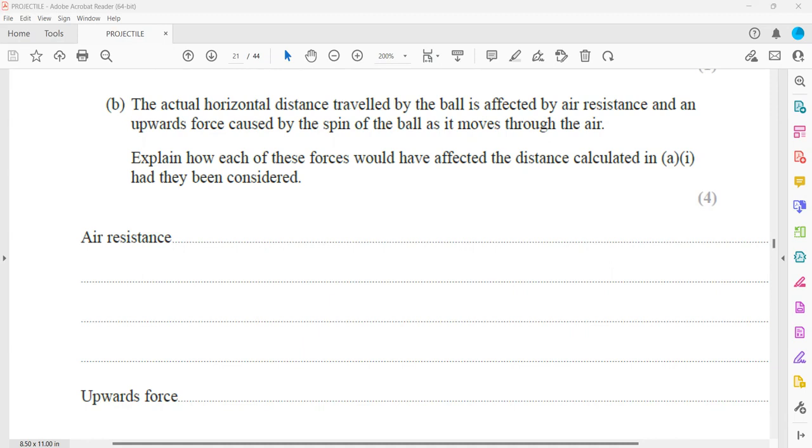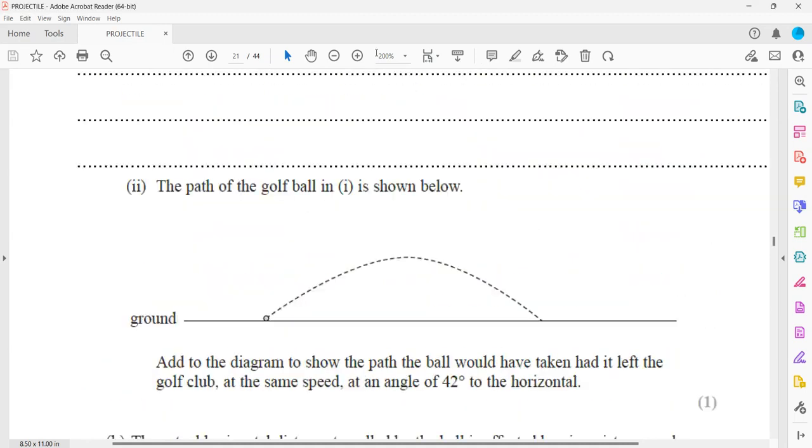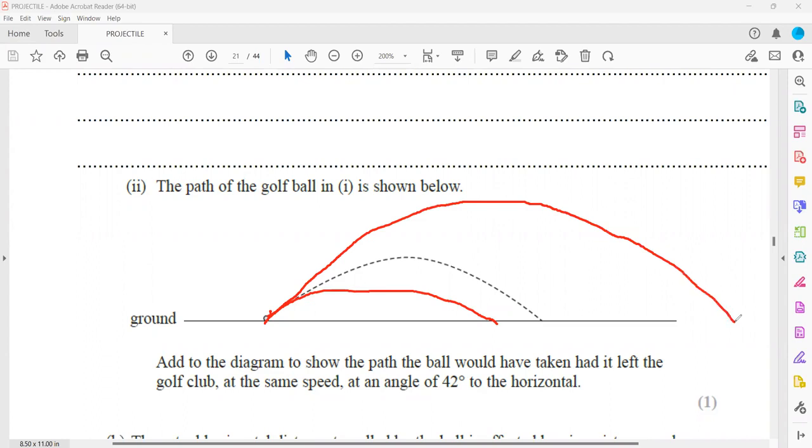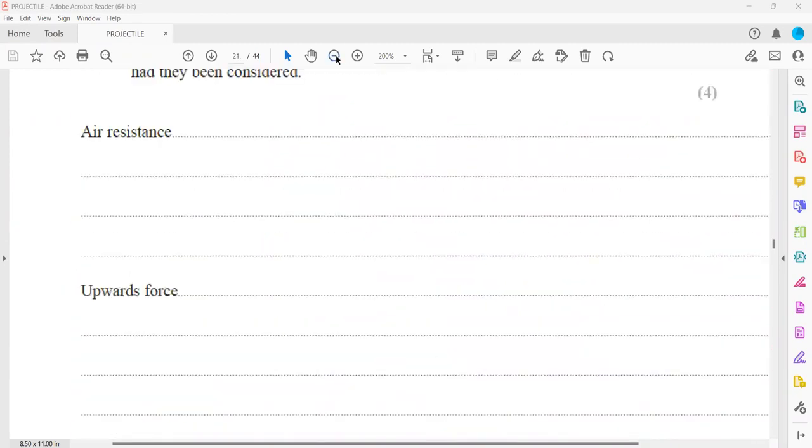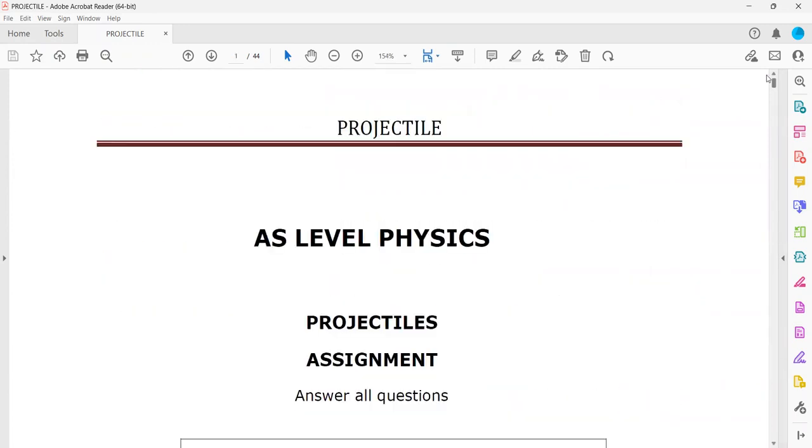Like the two things they mentioned, air resistance will try to oppose the motion. So as a result, it will cover a shorter distance. If there's a greater upward force, it will rise to a greater height. It will take a longer time to reach the ground. So the range will also increase. So this was question 17 in the projectile assignment.